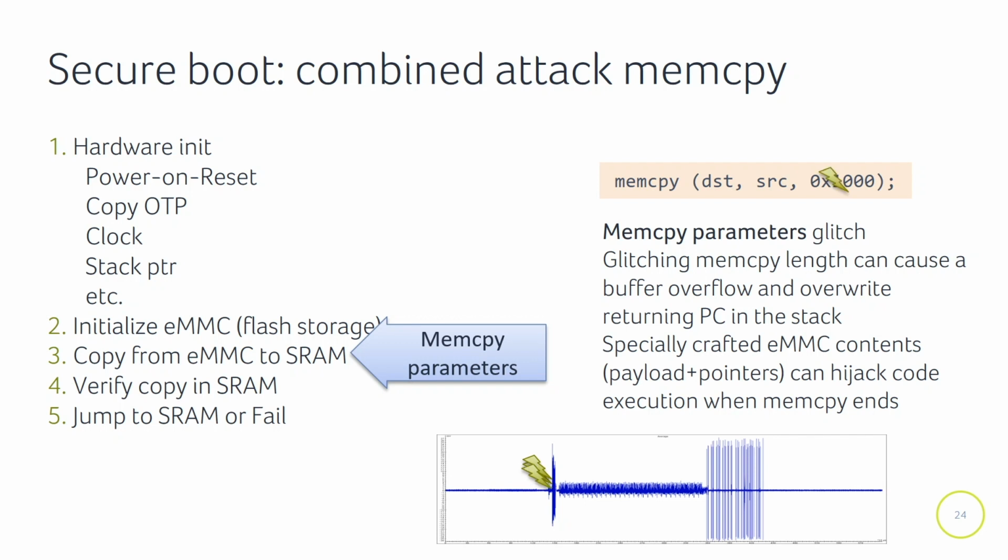And if we manage to glitch this, and instead of, for example, 1,000 bytes, we have this bigger number, BAAD, then we might trigger this buffer overflow condition, overwrite the stack and the PC in the stack with some pointer that was stored in the eMMC contents. And when memcopy finishes, we will return to this pointer, which will be pointing to our payload that we also copied. So basically, we hijack the code execution when memcopy ends. This is a very powerful attack, and this works in platforms that use this kind of structures, memcopy. So as you can see, we can now have much more sophisticated attacks.